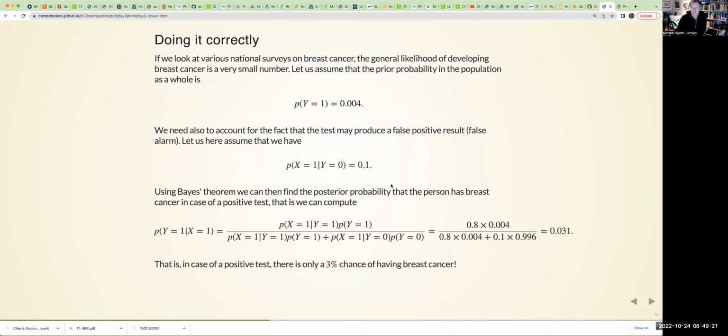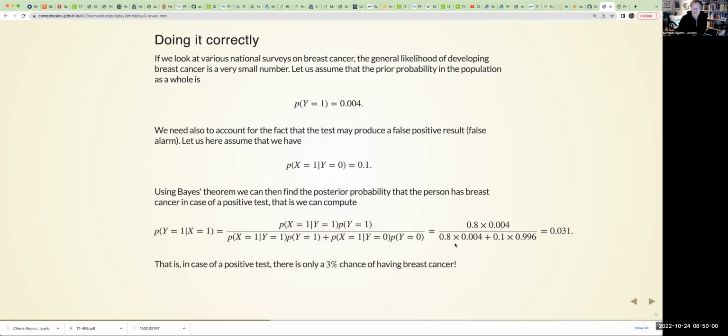Now what we can do is to use Bayes' theorem to find the posterior probability that the person has breast cancer in case of a positive test. So this is the way we should ask the question: what is the probability of having breast cancer, y equal to 1, in case of a positive test, x equal to 1? That's given by the measurement x equal to 1 with y equal to 1, multiplied with the prior probability of having breast cancer. And then you divide by the normalization factor.